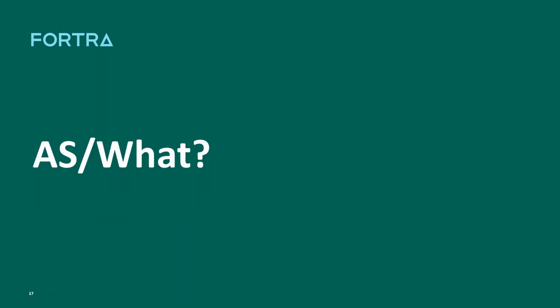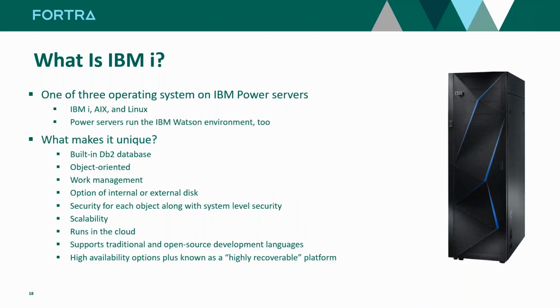AS what? Yes, it also sometimes refers to 400. But what's actually IBM i? IBM i is one of the three operating systems that can run on the Power servers, which are the same servers that run the Watson environment too. Now, what makes the IBM i unique?